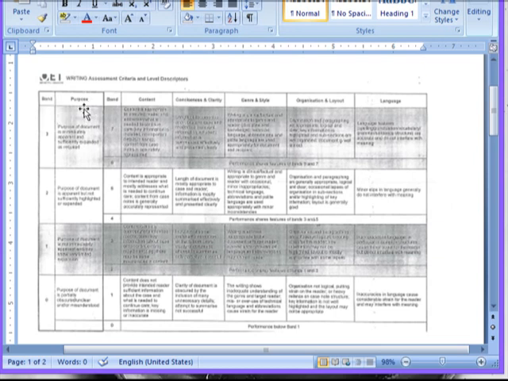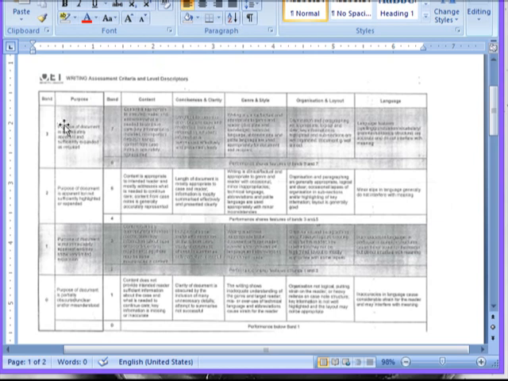Now your writing assessment is based on these things. You see here: purpose, content, conciseness and clarity, genre and style, organization and layout, and language. Now purpose comes from your first paragraph, and it is always scored from 0 to 3. And the other things, such as content, conciseness and clarity, genre and style, organization, layout and language, are assessed from throughout your letter.